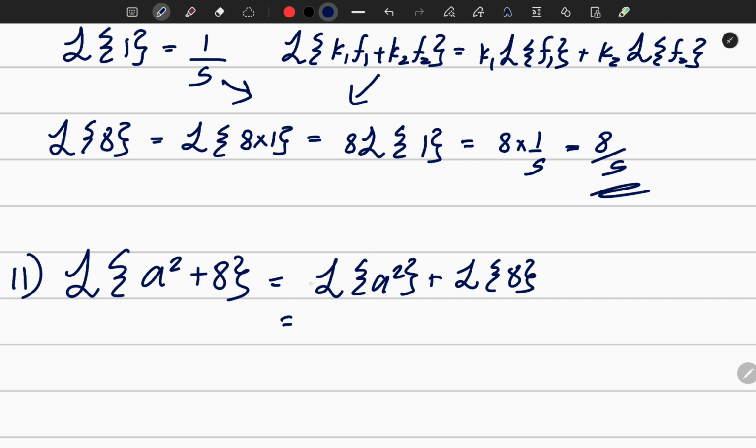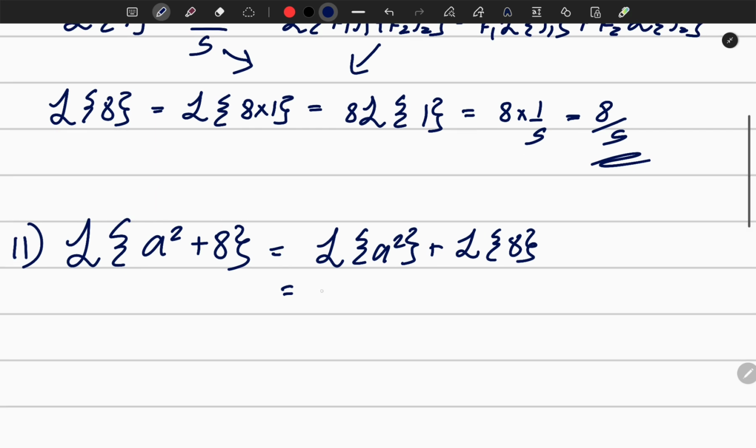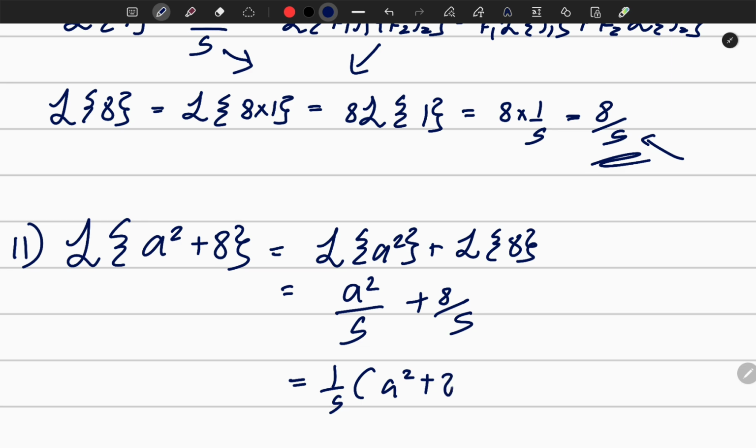I'm going to take a squared out, then I have the Laplace transformation of 1. The Laplace transformation of 1 is 1 over s. So that is basically a squared over s plus 8 over s. So the answer is 1 over s times (a squared plus 8).